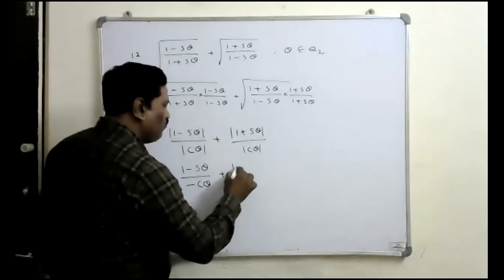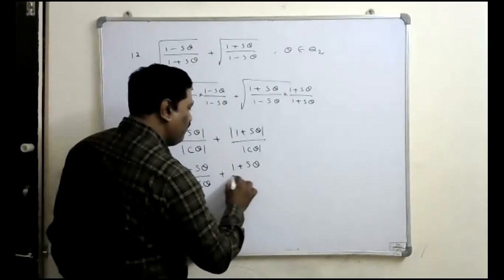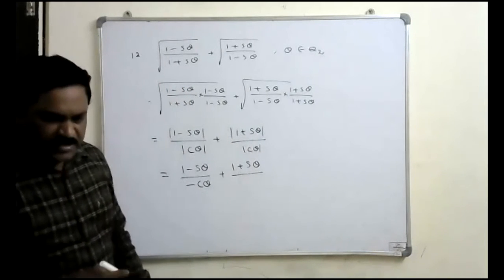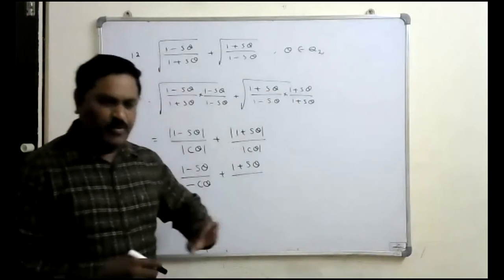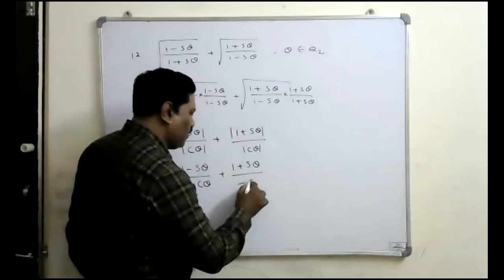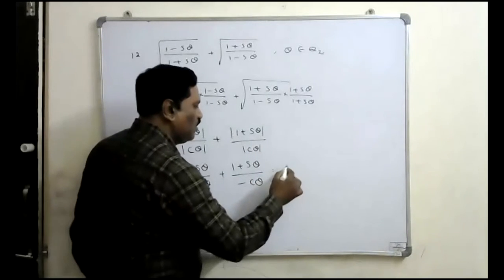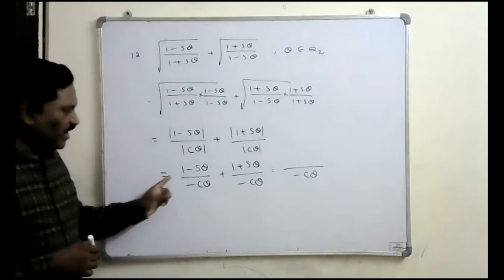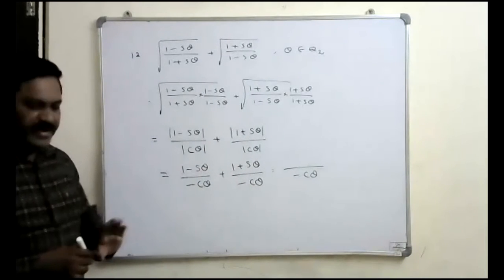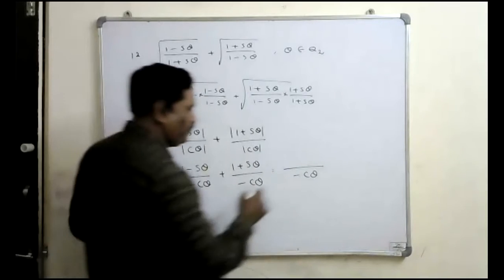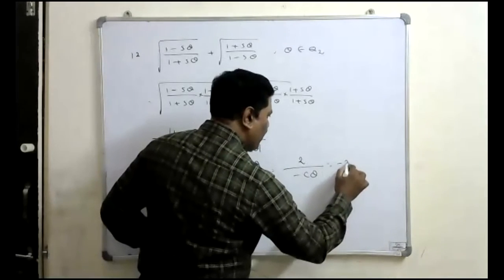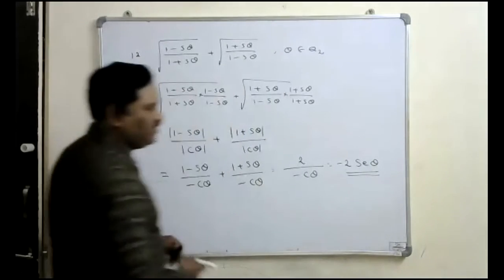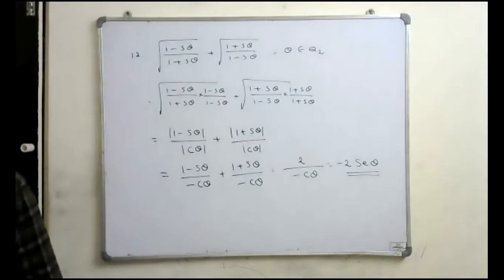Here also 1 plus sine theta is always positive, whatever may be the value of theta, and mod cos theta becomes minus cos theta. So here the LCM is minus cos theta for both. If you add the numerators, sine theta gets cancelled. 1 plus 1, 2. So therefore, it is minus 2 times 1 by cos theta, which means secant theta. The answer is minus 2 secant theta. Take that.